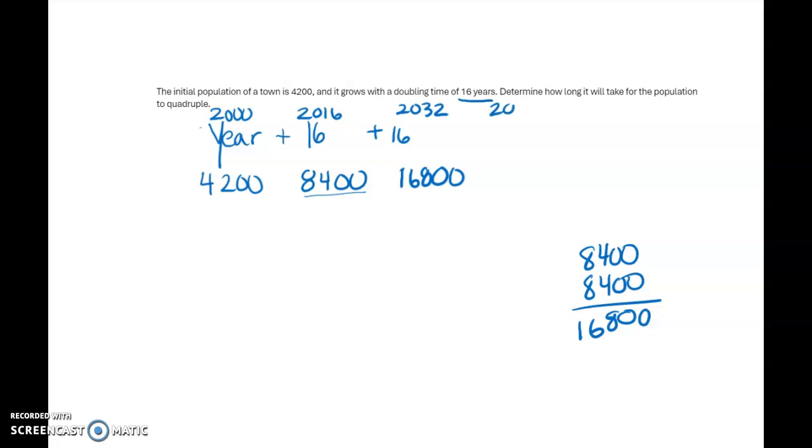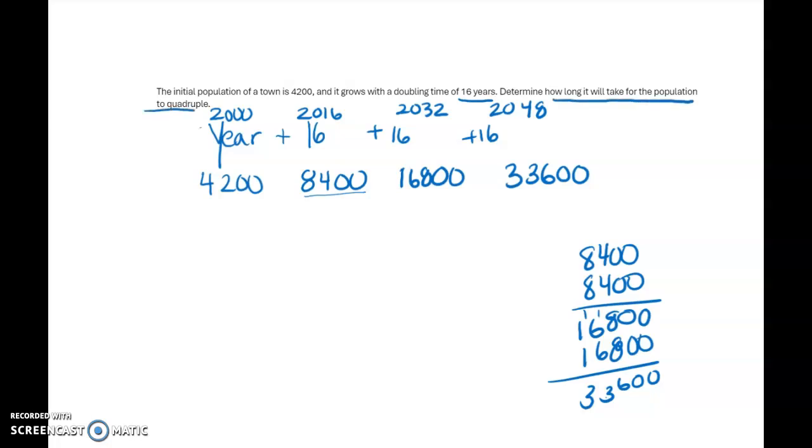And then if I did another 16 years, so that would be 2048, it would double again, and it would look like this. So that is what is happening each time. So now it would be 33,600 each doubling time. Now, but the question asks, determine how long it takes for the population to quadruple.